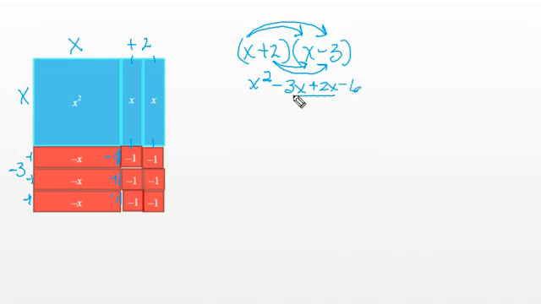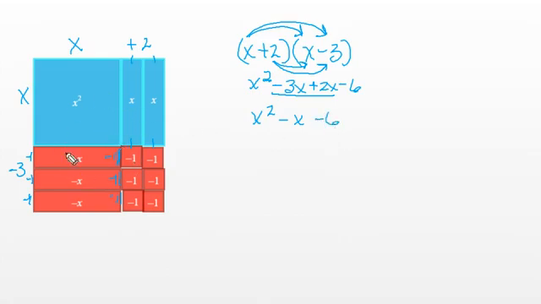We're going to simplify by combining our like terms. And we have x squared. We have -3x and 2 positive x's, so 3 negatives and 2 positives. That's going to give us a -x minus 6.